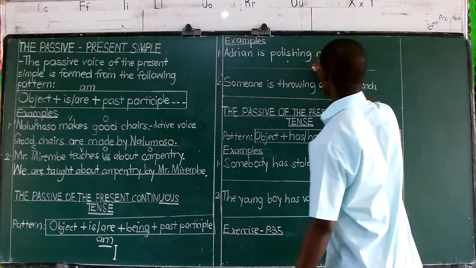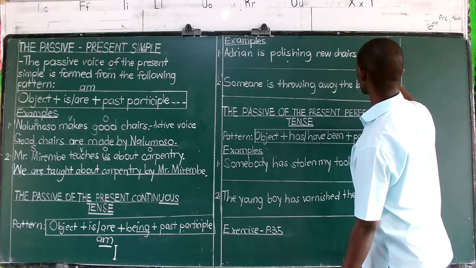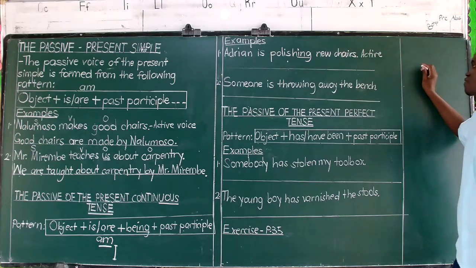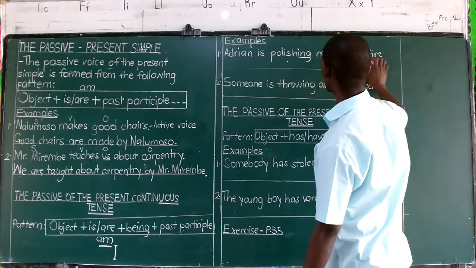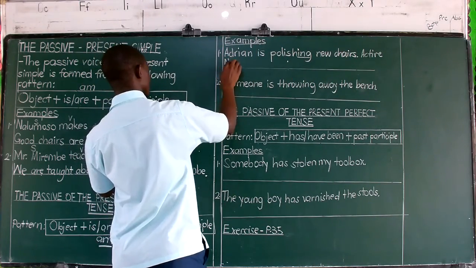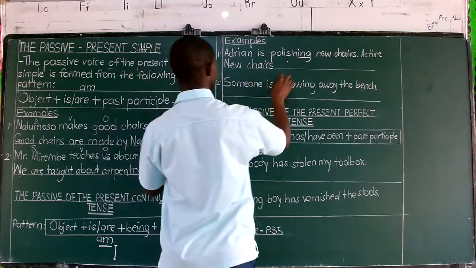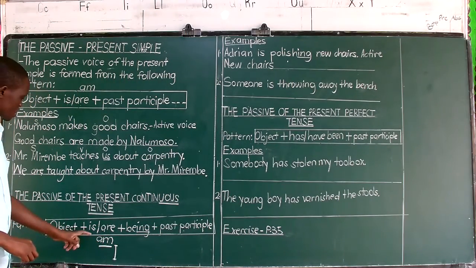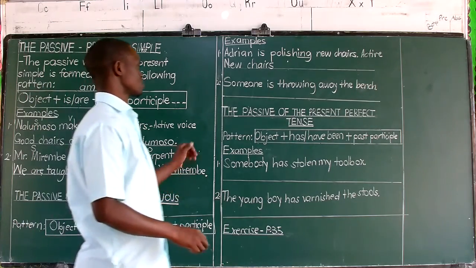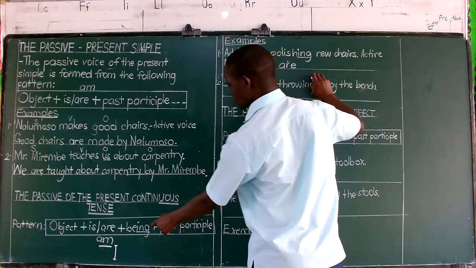We have: Adrian is polishing new chairs. This is active voice. Because of "ing," we'll use "being" in our passive voice. So we see, Adrian is polishing new chairs. Begin with new chairs. In most cases, those are the instructions we are given. New chairs. After the object, choose a suitable helping verb. Is it "is" or "are"? New chairs are many, therefore we say "are." After that, what does the pattern tell me to add?